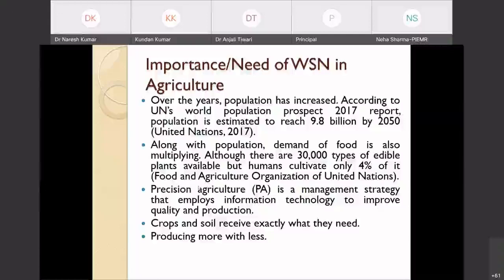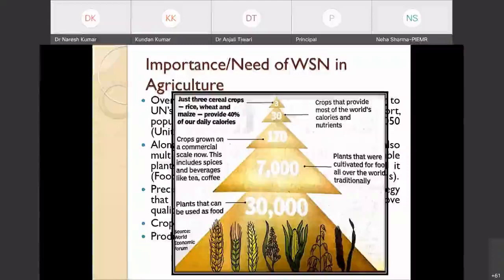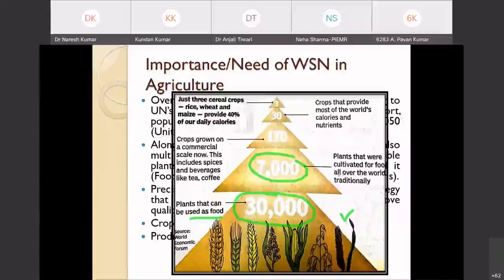Next slide. Yeah, so that was the diagram shown. The World Economic Forum has published an article that there are 30,000 plants that can be used as food. Out of these, 7,000 plants were cultivated for food all over the world traditionally. Now 170 crops are grown on a commercial scale, and this includes spices and beverages like tea and coffee. So we are focused on 170 such crops.